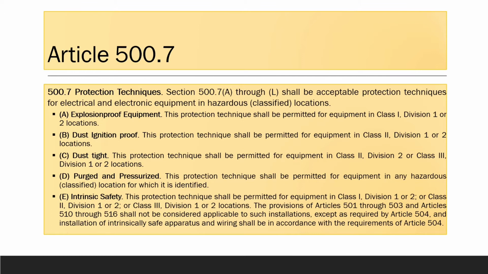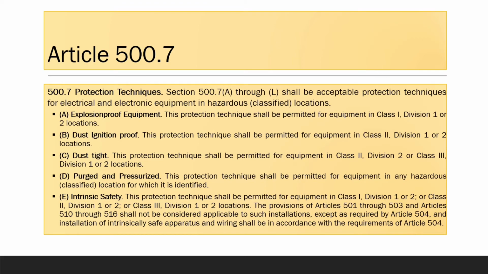requirements of Article 504. So, intrinsically safe equipment is defined as equipment and wiring which is incapable of releasing sufficient electrical or thermal energy under normal or abnormal conditions to cause ignition of a specific hazardous atmospheric mixture in its most easily ignited concentration. This is achieved by limiting the amount of power available to the electrical equipment in the hazardous area to a level below that which will ignite the gases.